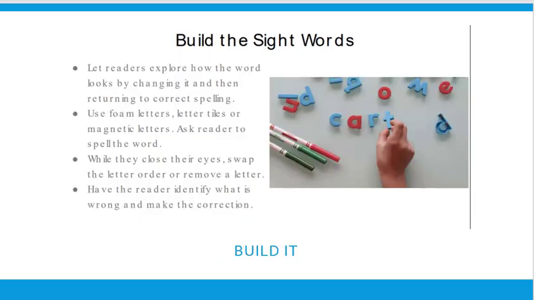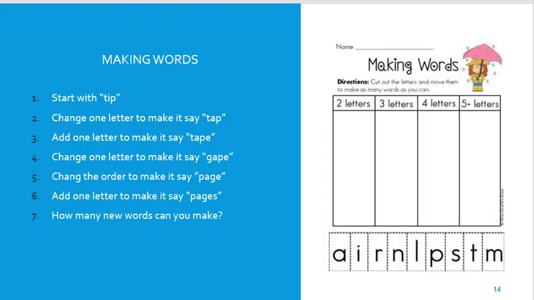Build It offers extra practice with word recognition. This entails having students use foam letters or letter tiles to build words. They can also use those letter tiles to swap out letters to make new words in an activity referred to as making words. On the slide is a template for using making words to have students work with a set of phonemes and graphemes they've already practiced. Start with tip, change one letter to make the word say tap, add one letter to make the word say tape, and so on.